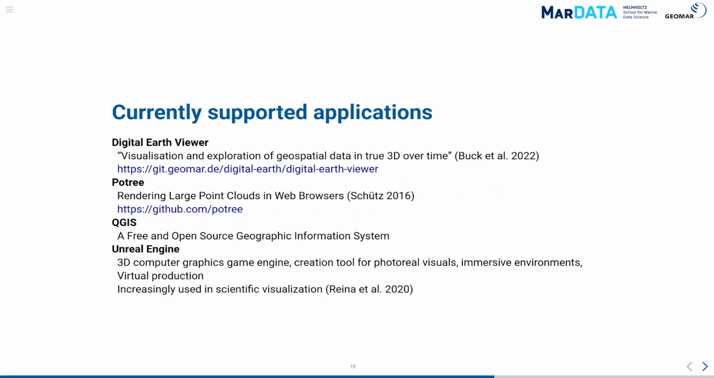Currently, the Digital Lab Book is able to support 4 different applications. The Digital Earth Viewer, which is a web-based visualization application developed at Geomar, Potree, which is a point cloud viewer that I have seen previously, QGIS, and applications built in the Unreal game engine.